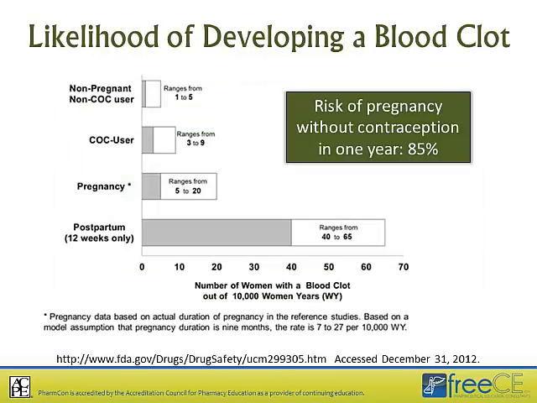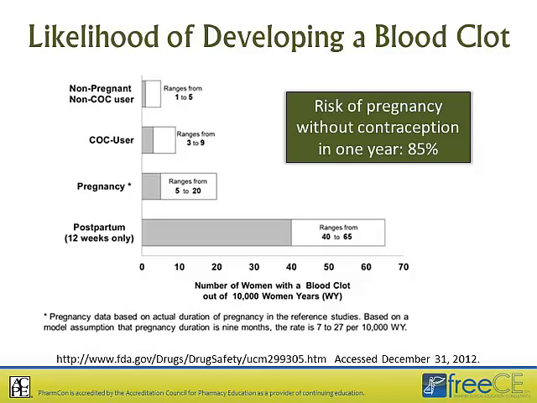Let me show you now what I think is probably the clincher in terms of the argument for this stance, in that there is not an increased risk of VTE with combined hormonal contraceptives. Here I'm showing you a graph that indicates the risk of developing a blood clot based on 10,000 women years. And I've already mentioned to you the 1 to 5 range for non-pregnant, non-users of combined hormonal contraceptives, the 3 to 9 range for those that are using.